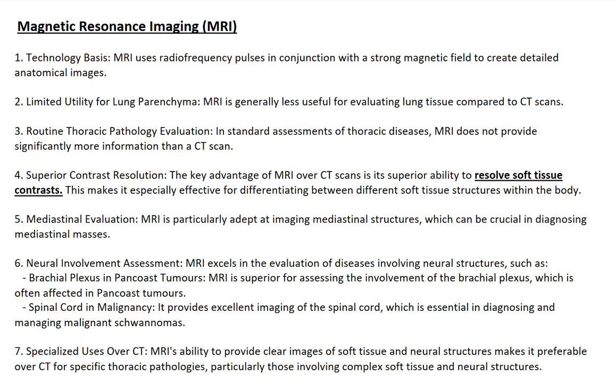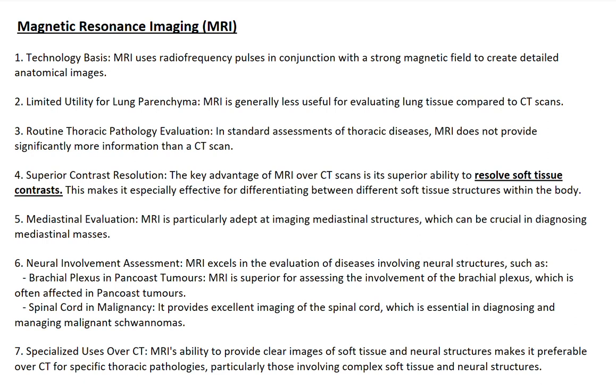Pointwise description of magnetic resonance imaging, MRI. 1. Technology basis. MRI uses radio frequency pulses in conjunction with a strong magnetic field to create detailed anatomical images. 2. Limited utility for lung parenchyma. MRI is generally less useful for evaluating lung tissue compared to CT scans. 3. Routine thoracic pathology evaluation. In standard assessments of thoracic diseases, MRI does not provide significantly more information than a CT scan.